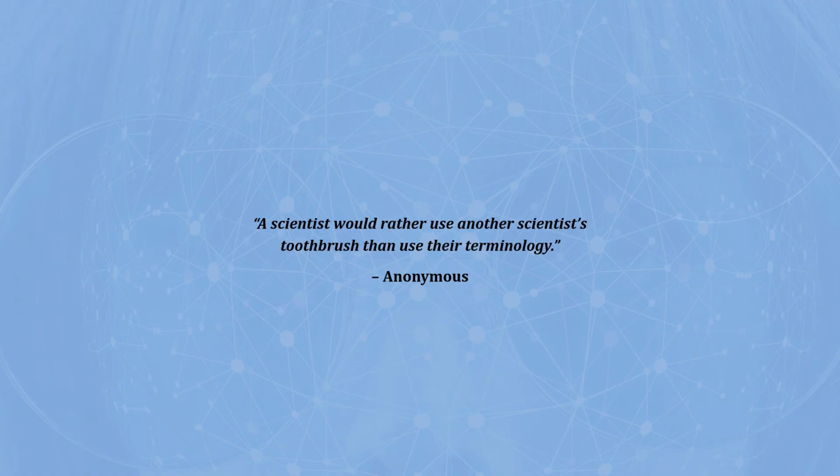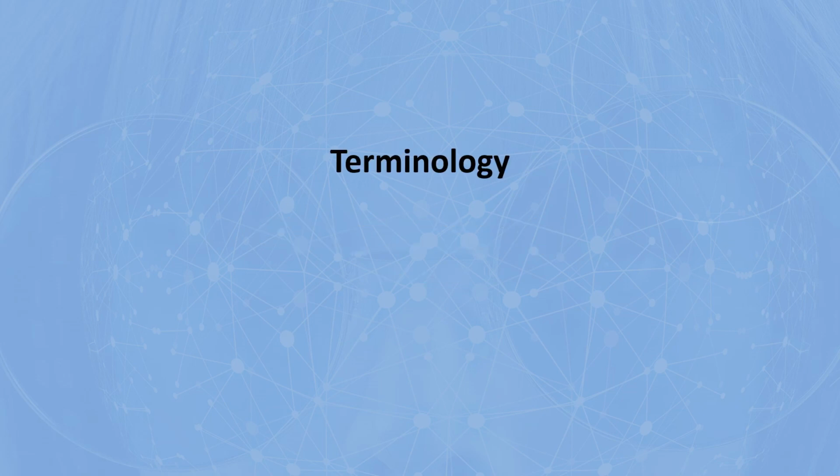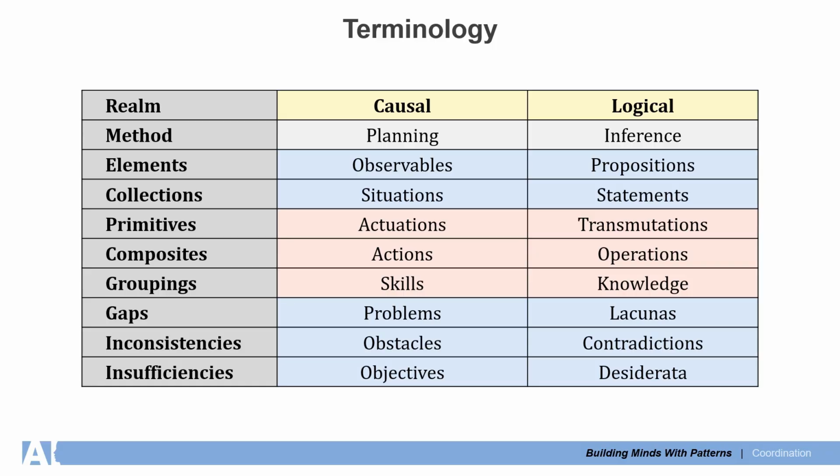A scientist would rather use another scientist's toothbrush than use their terminology. Anonymous. Terminology. The main problem with terminology is bridging language between philosophers who delve in logic, psychologists who study the mind, computer scientists who study algorithms. Hopefully we can rationalize the jargon and come up with something useful among them.